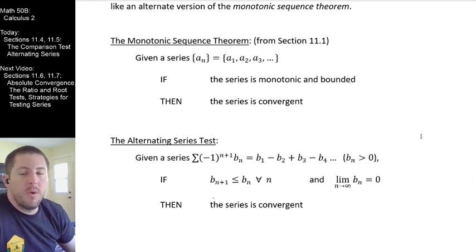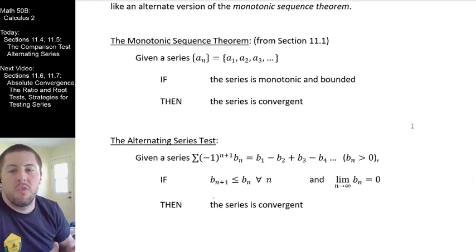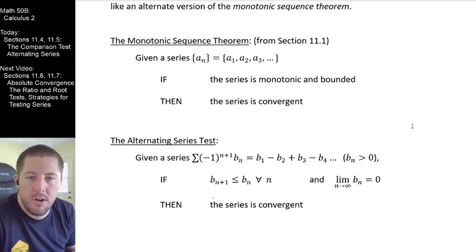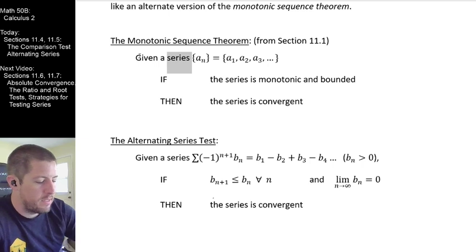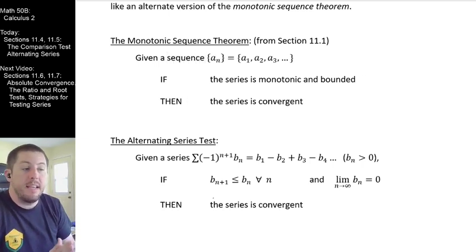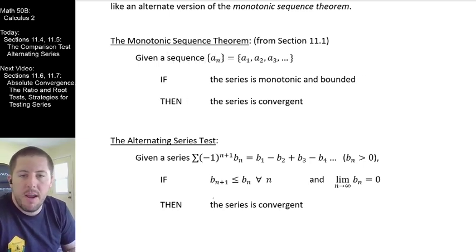Back in section 11.1, we arrived at the monotonic sequence theorem, which said if you have a sequence defined as a sub n, then if that sequence was monotonic and bounded, then the sequence is going to be guaranteed to converge, right? That was our first convergence theorem that we got in this chapter.